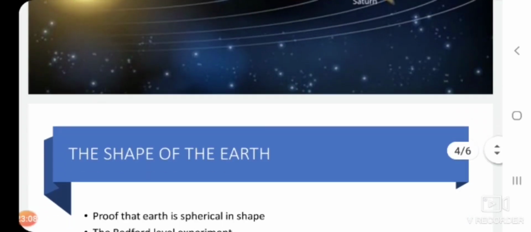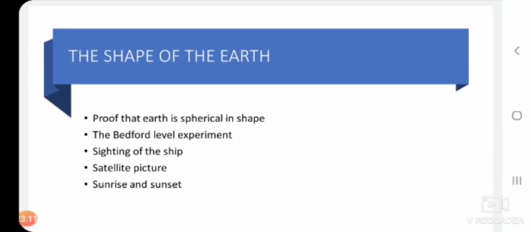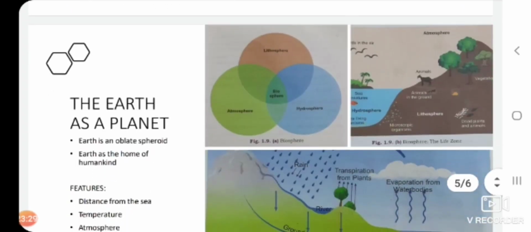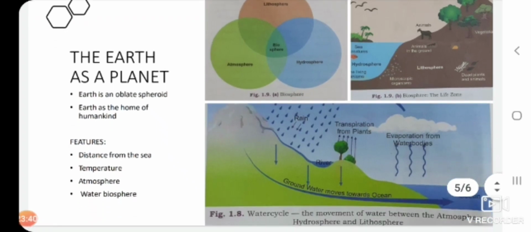In this lesson, the shape of the earth, we have learnt about the experiments which proved that earth is spherical in shape, like for example the Bedford level experiment, sighting of the ship, the satellite picture, sunrise and the sunset, and many more experiments. And children, the earth as a planet. In this we have learnt about some important features which prove that it is a unique planet, which are the distance from the sea, the temperature, the atmosphere, the hydrosphere and the biosphere.